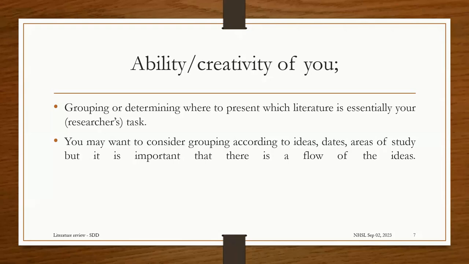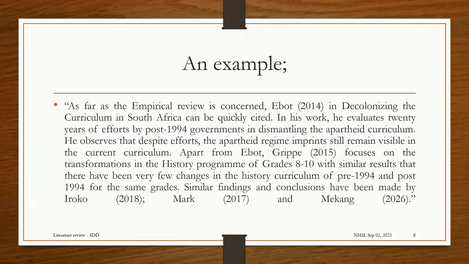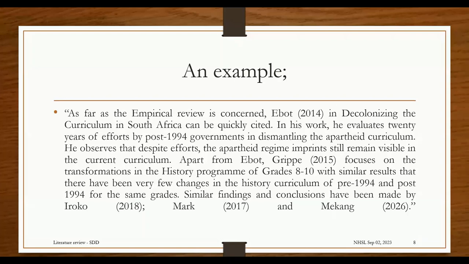So this is an example of an empirical review, about decolonizing the curriculum in South Africa. Quickly cited, he evaluates 20 years of efforts by post-1994 governments in dismantling the apartheid curriculum. This is a kind of empirical review where he basically has looked at things and written an article.